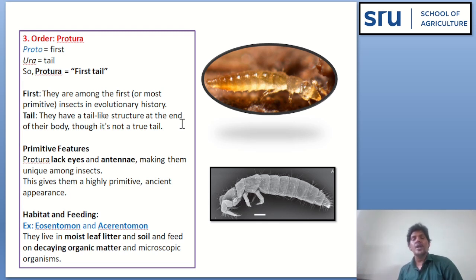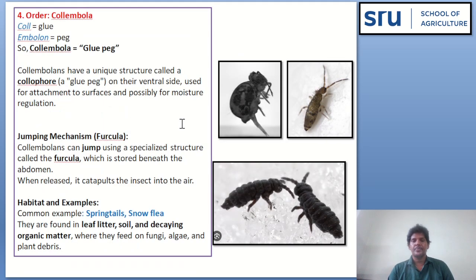They do not possess eyes and antennae. Here examples are Acerentomon and Acerentulus. They live in moist leaf litter, soil, and feed on decaying organic matter and microscopic organisms.